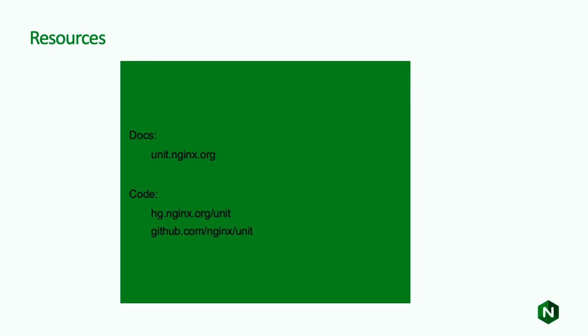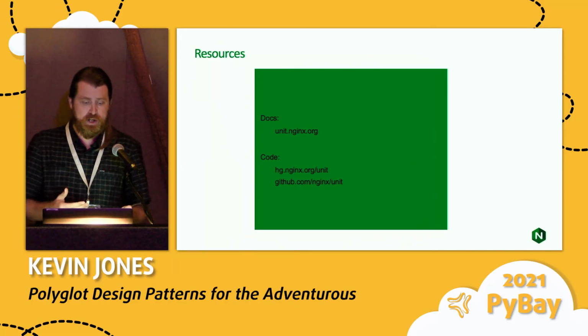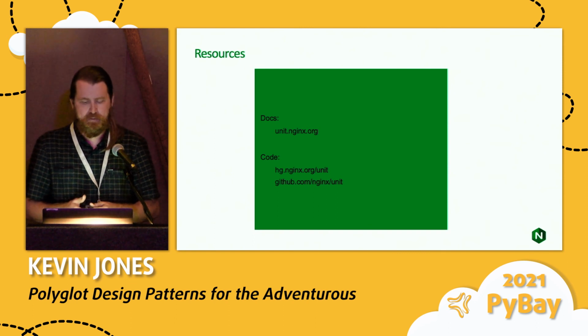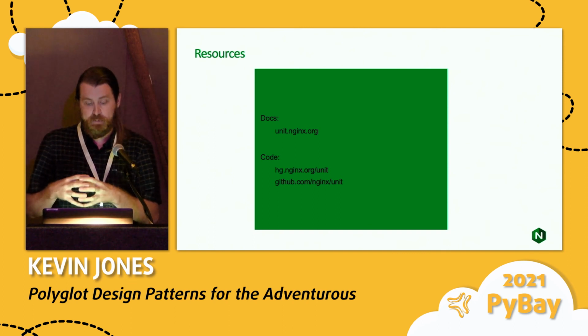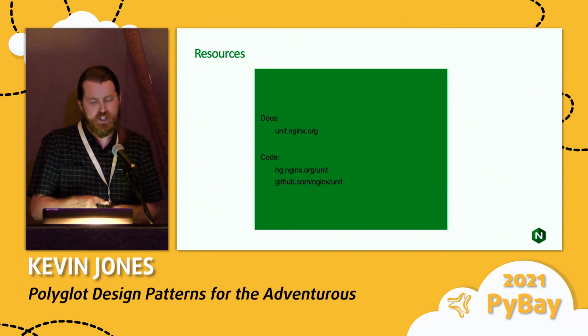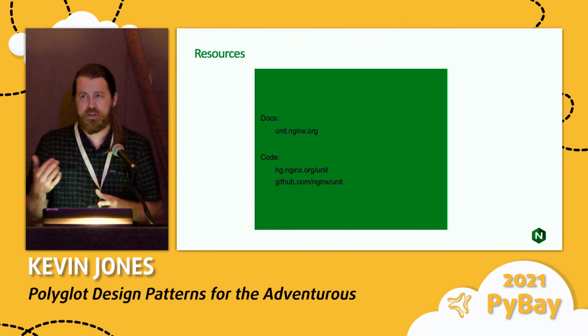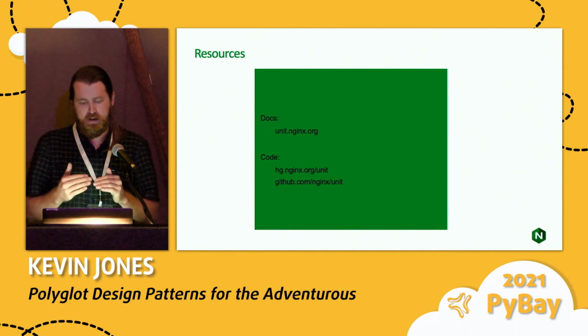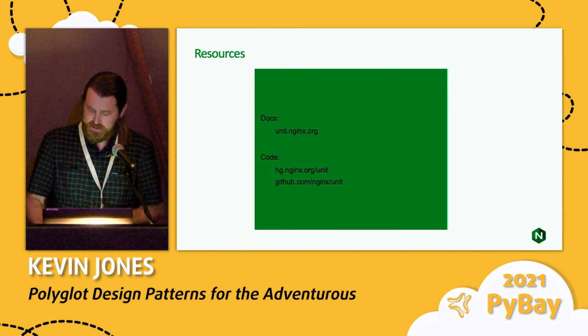So if you guys want to get started, it's really easy. There's documentation on unit.nginx.org that goes through the examples of how you would build with Python. Also, if you wanted to build with Go or any of those other languages I mentioned. If you want to look at the source code, it is available on, we use GitHub and we use Mercurial. All of the main contributions go through Mercurial, so that's going to be on hg.nginx.org, and you're welcome to do any kind of pull requests there as well. And then there's a mirror of it on our GitHub as well, NGINX Unit.